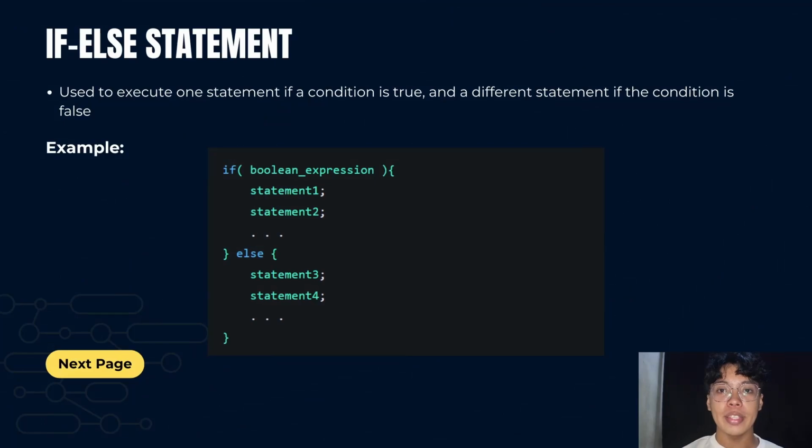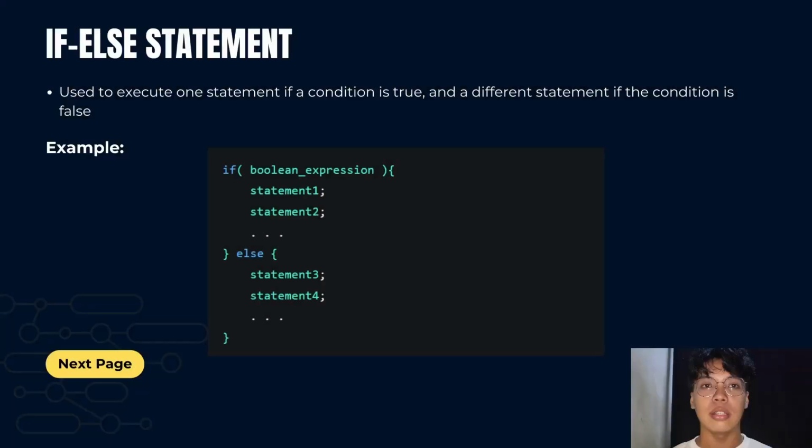Alright, so basically, an if-else statement gives you two possible paths. If the condition is true, one block of code runs. If it's false, another block runs instead. This way, the program always does something no matter what the condition is.